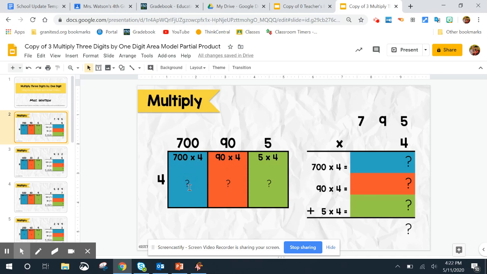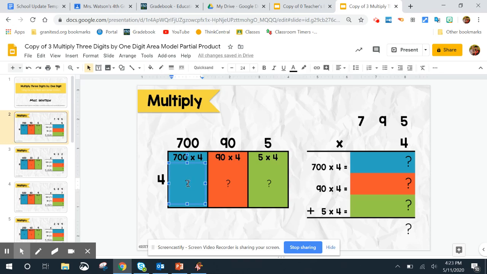Okay, in this first blue box, I'm going to multiply 700 times 4. You are going to want to think about your multiplication facts. What is 7 times 4? 7 times 4 is 28, but because it's in the hundreds place, we're going to add two zeros. So it's going to be 2,800, and I'm going to add a comma in there after the 2 because it tells me that's the difference between the thousands place and the hundreds place.